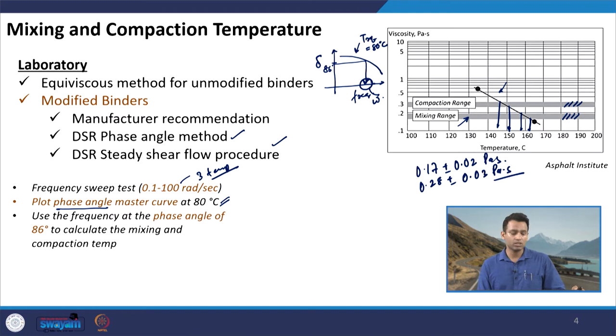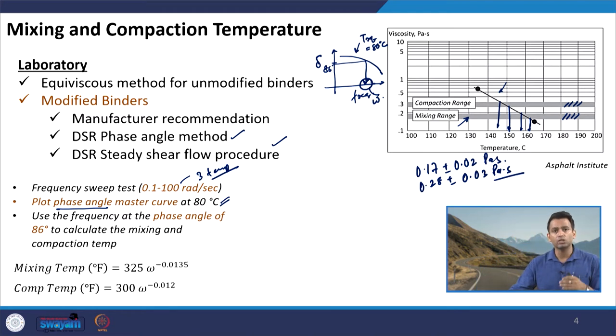Using this frequency, I will use these formulas to calculate the mixing and compaction temperature, and these are empirical formulas. The mixing temperature formula will give me the temperature in degrees Fahrenheit, so we can convert it to degrees Celsius very easily. Here omega is the frequency corresponding to the phase angle of 86 degrees.